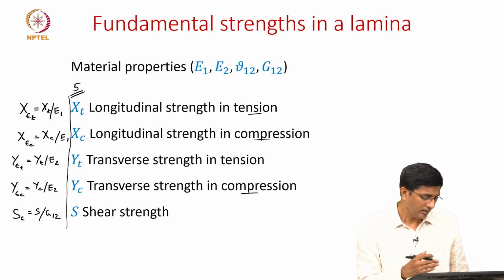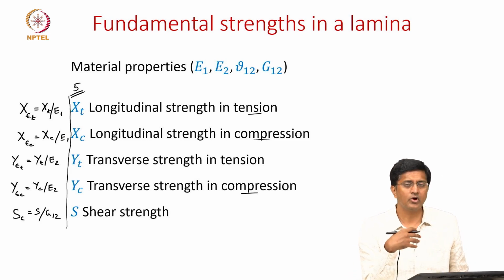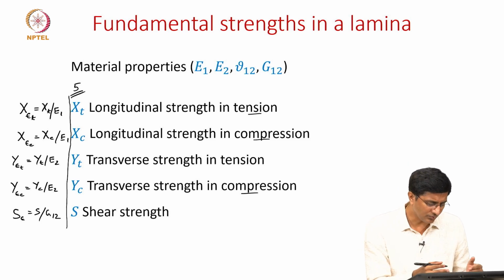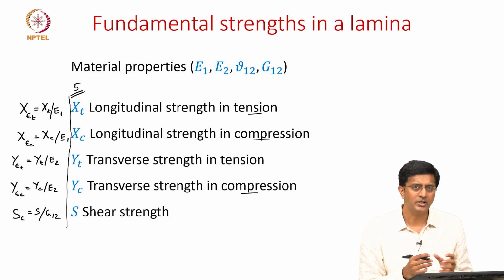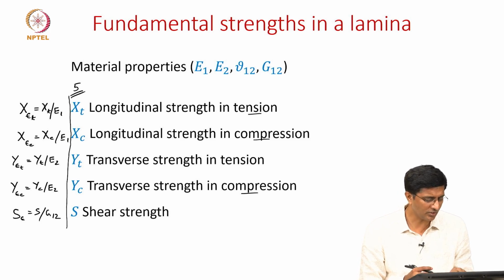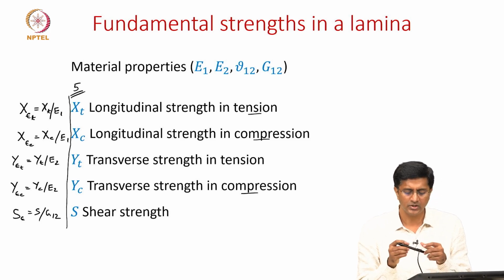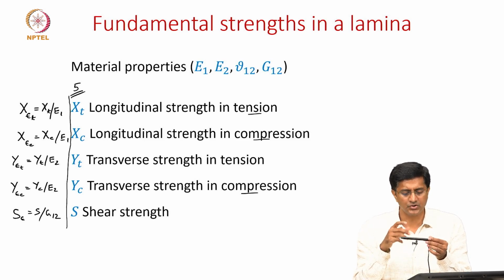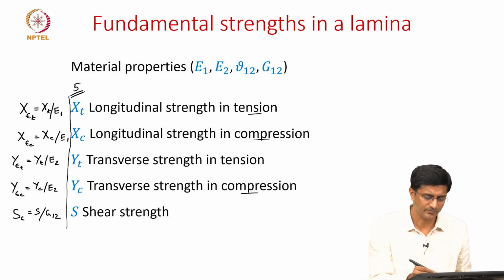But in addition to these strengths, we also need to discuss the failure mechanisms in the composite. So let's see if we can identify a failure mechanism for each of these strengths. Let's start with the longitudinal strength, which means we have a composite where the loading is along the fiber direction. So the kind of failure we expect is the fibers to fracture.